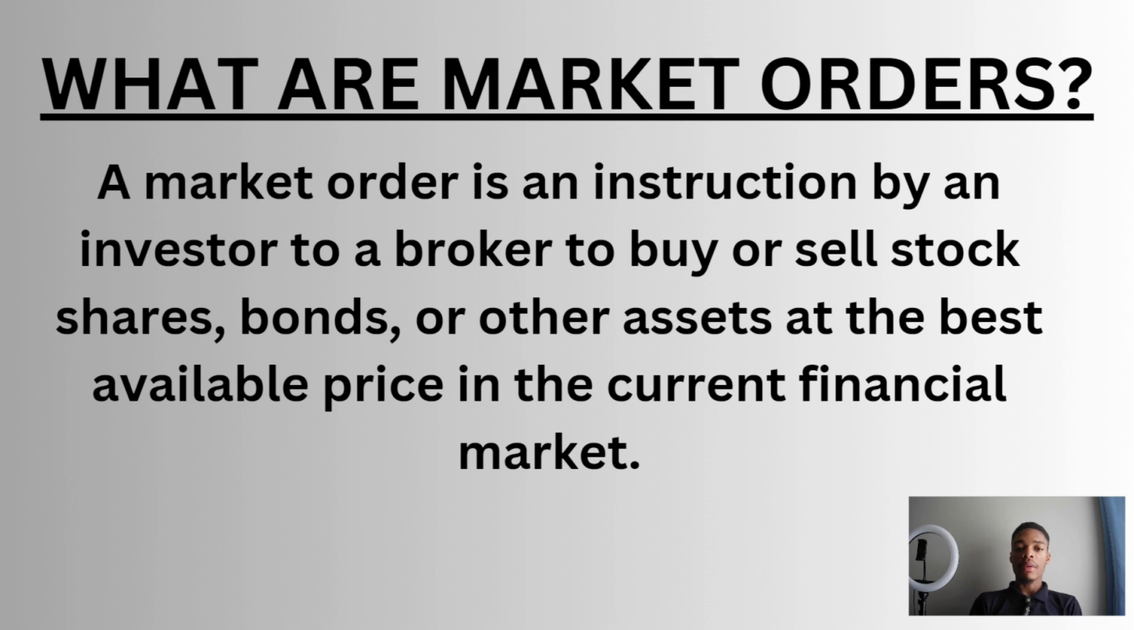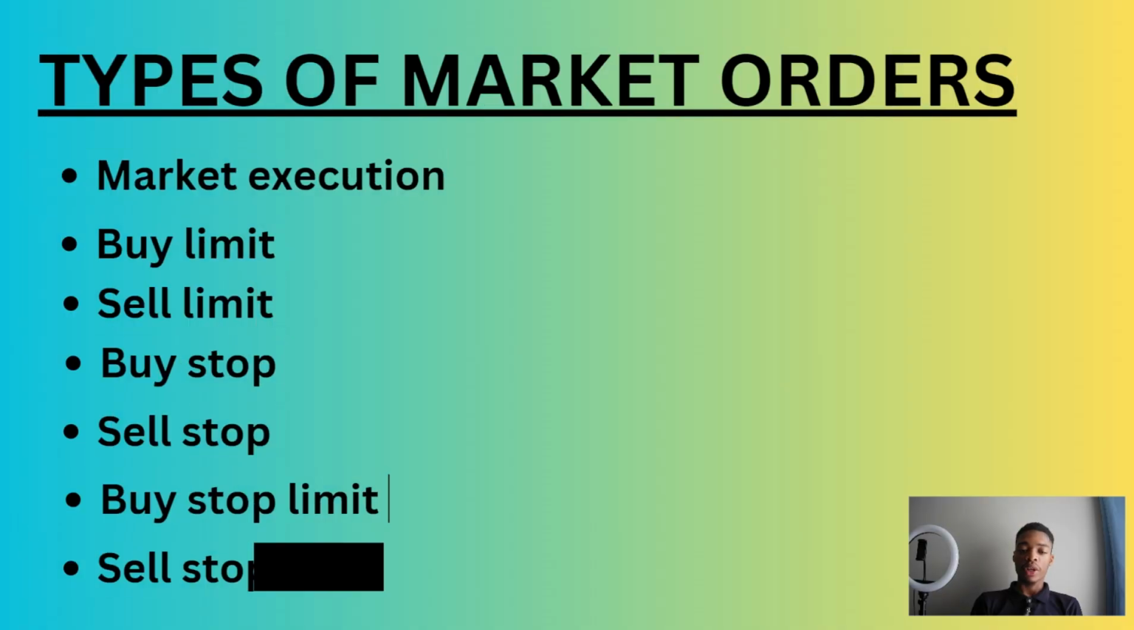Now we're going to touch on market orders. A market order is an instruction by an investor to a broker to buy or sell a stock, shares, bonds, or other assets at the best available price in the current financial market. The market order tells the broker when to buy or sell a currency pair. We have different types of market orders: market execution, buy limit, sell limit, buy stop, sell stop, buy stop limit, and sell stop limit, and we'll be covering each of these market orders.